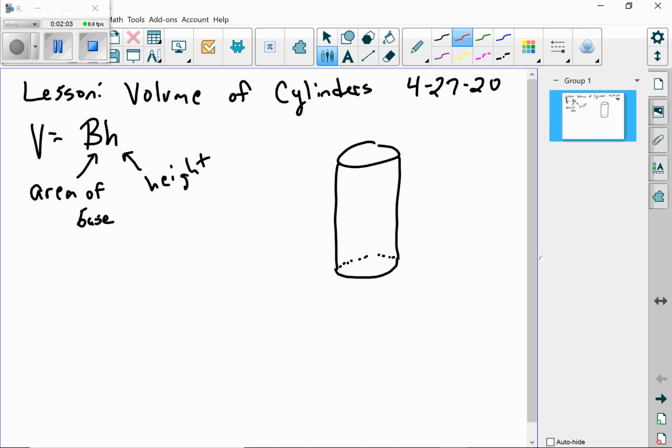They have two identical circles that are parallel with each other, right? There's my parallel circles. Those red circles, they're the same size. They're the top and bottom of the cylinder. This is the base of the shape, right? It's a circle. The height of the shape is going to be how far the circles are apart.